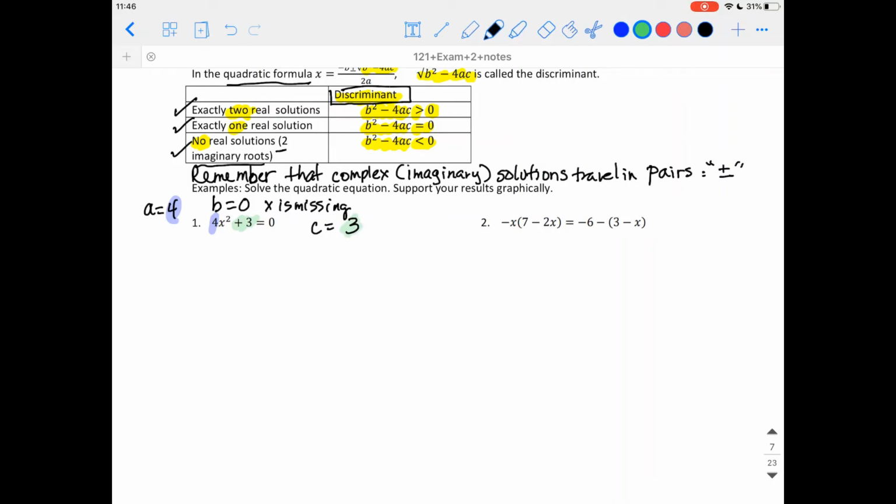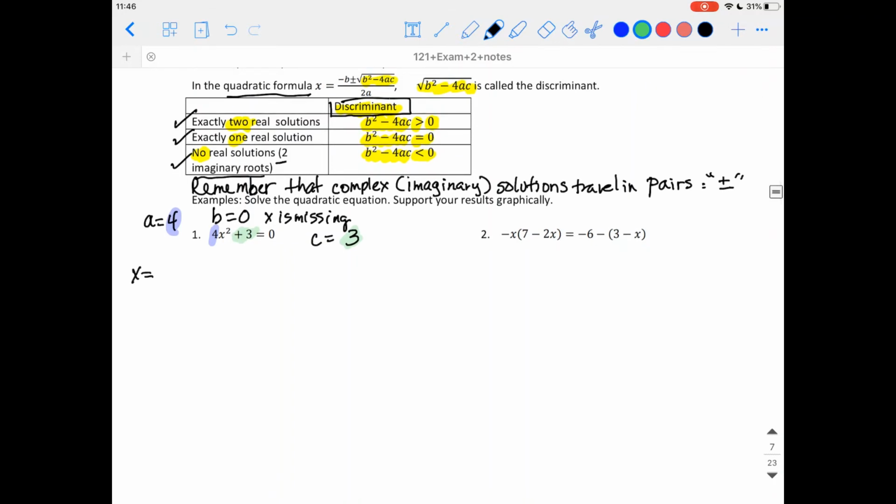And then we need to remember the formula for x, it's up there at the top. So I like to put parentheses wherever I see a variable. And so it's going to be negative b, so it's going to be 0. And it's going to be plus or minus the square root of b squared, which is 0 squared, minus 4 times a, which is 4, times c, which is 3, all over 2 times a, and that's that 4.